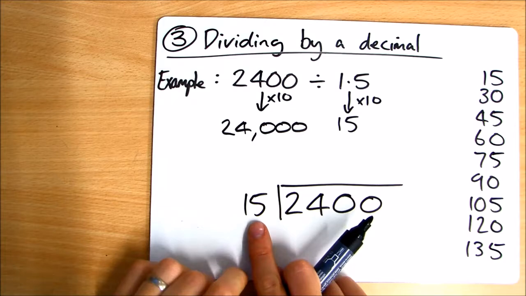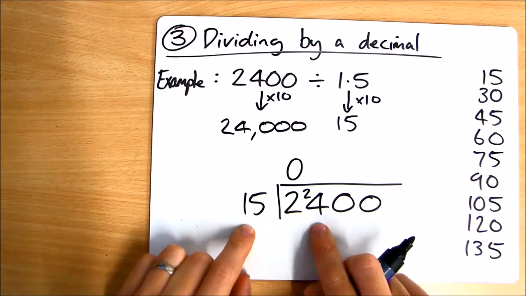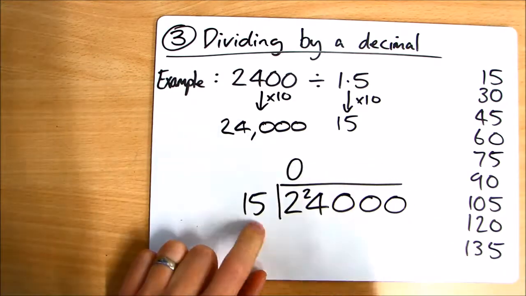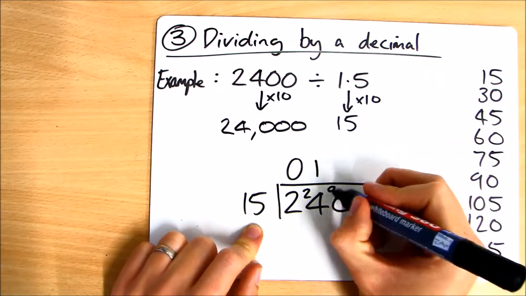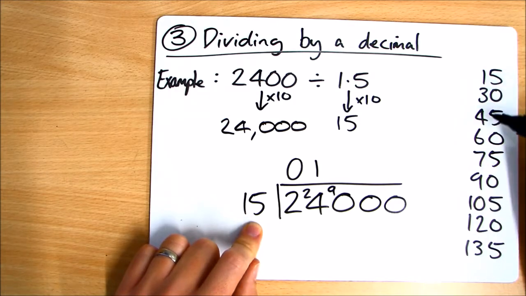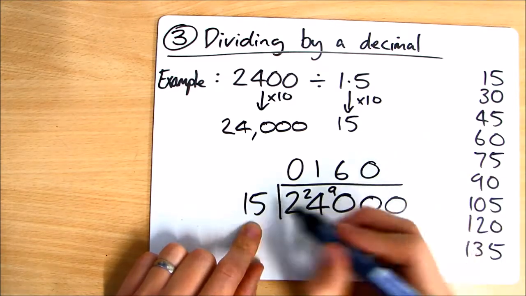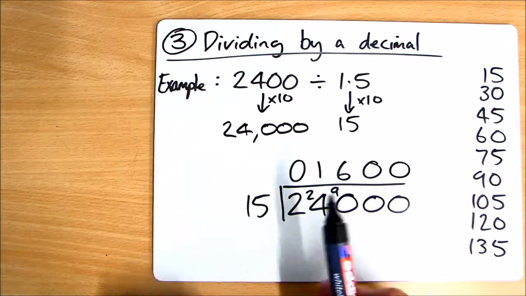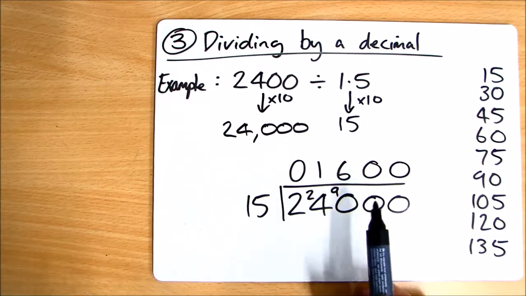Okay. So, how many 15s going to 2? That's none. How many 15s going to 24? Sorry, I should write 24,000 in there because that's the number there. How many 15s going to 24? Well, it's just the 1 with a remainder of 9. How many 15s going to 90? So it's 1, 2, 3, 4, 5, 6. 15s into 0, 0, and 15s into 0, 0. So our answer is 1,600. So 2,400 divided by 1.5 is 1,600.